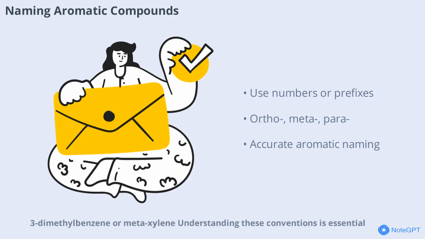For example, 1,3-dimethylbenzene or metaxylene. Understanding these conventions is essential for naming aromatic compounds accurately.